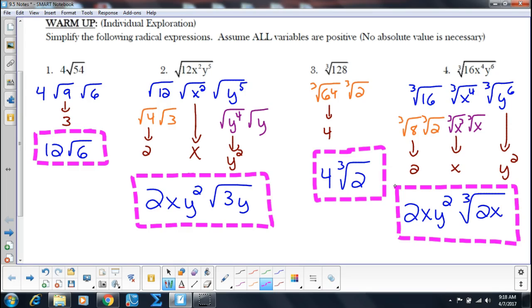Because 16 is not a perfect cube. 16 is a perfect square, it's 4 times 4. And it's a perfect fourth, it's 2 times 2 times 2 times 2. Okay? But it's not a perfect cube.